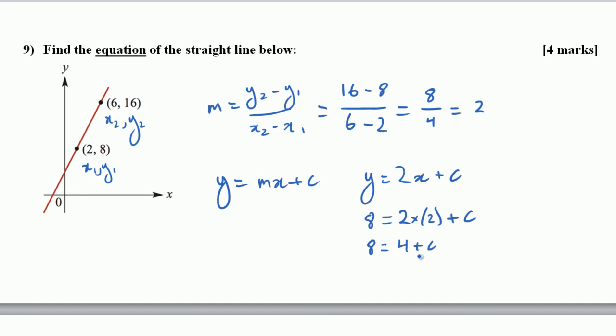And then to get c on its own, we just need to subtract 4 from both sides to get rid of this 4. So minus 4, and minus 4. So that gets cancelled, and 8 minus 4 is 4, so 4 equals c. So we know our equation looks like y equals mx plus c, and we know that m equals 2 and c equals 4. So the equation should be, our answer, y equals 2x plus 4.